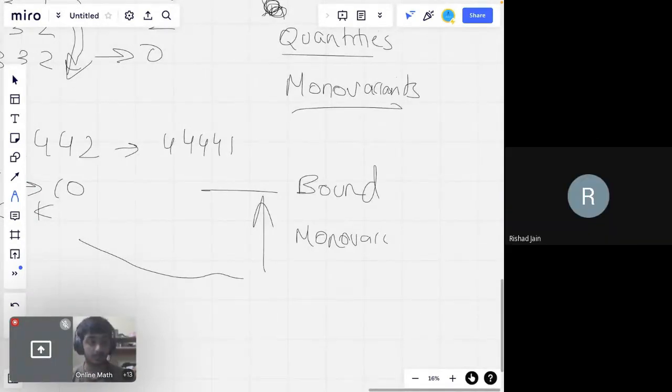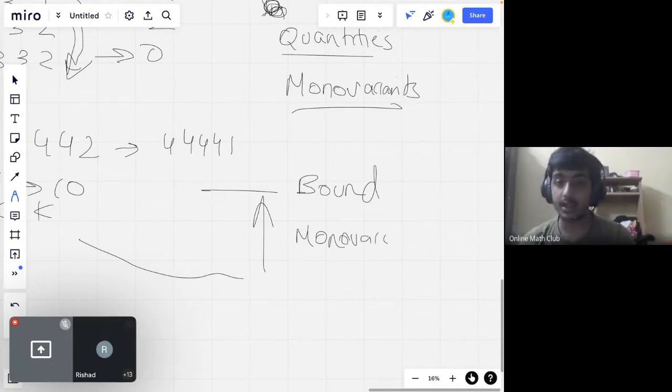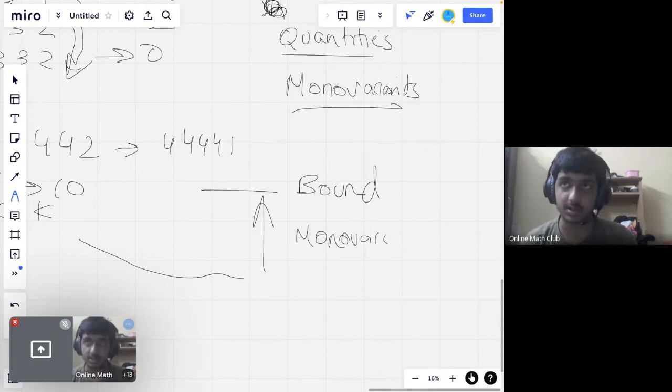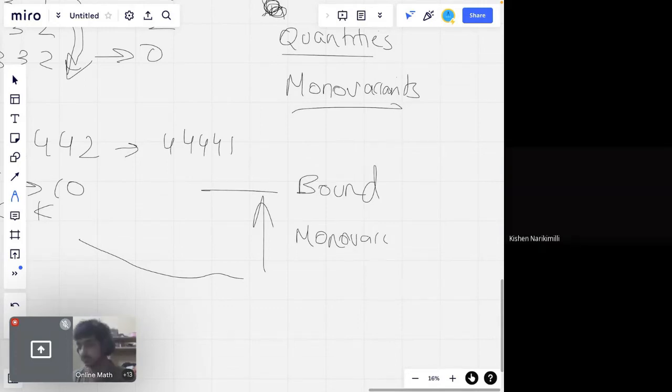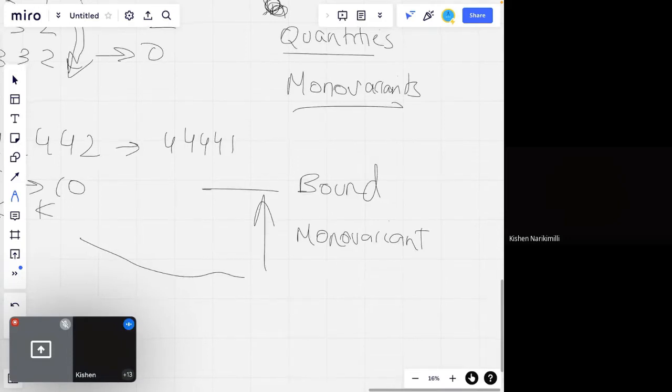Can you again tell what is the definition of a monovariant? A monovariant is a quantity that either keeps on increasing or keeps on decreasing. It can strictly increase or it can just increase, not strictly increase. So if we had decimal numbers, then it could decrease. But since they're all integers, it can only increase or be the same.